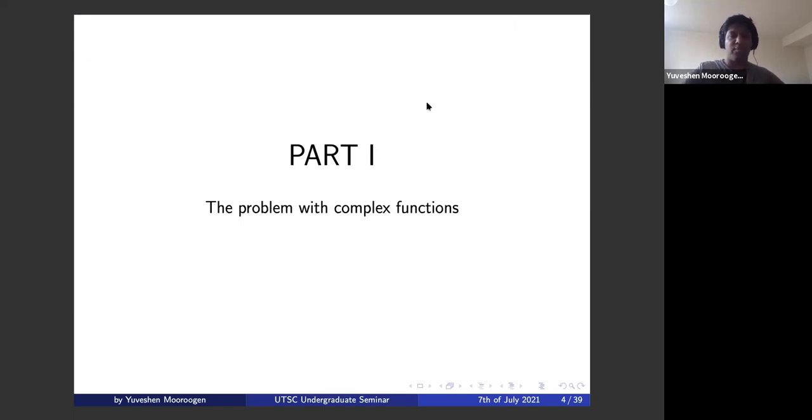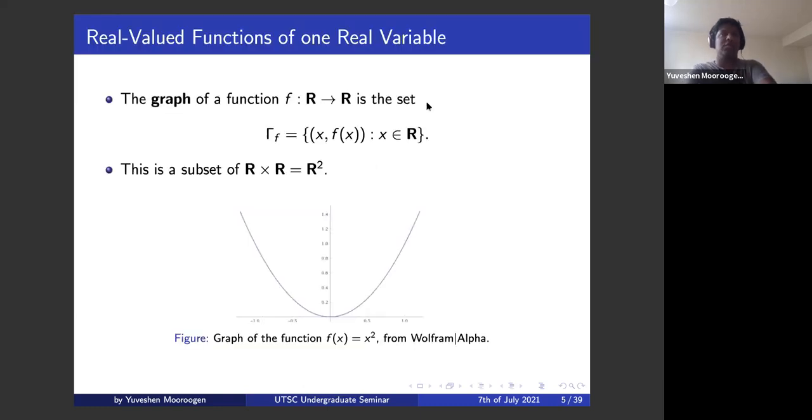What is the problem with complex functions? To answer that, I think it's most instructive for us to go all the way back to first year calculus and to look at a function f here that's going from the real numbers to the real numbers. By definition, the graph of this function is the collection of points x comma f of x. So it's the input comma the output.